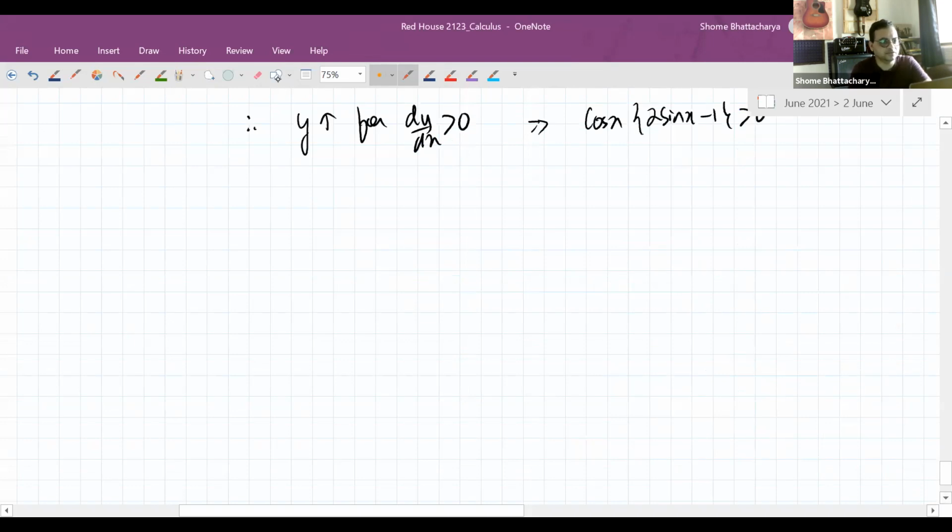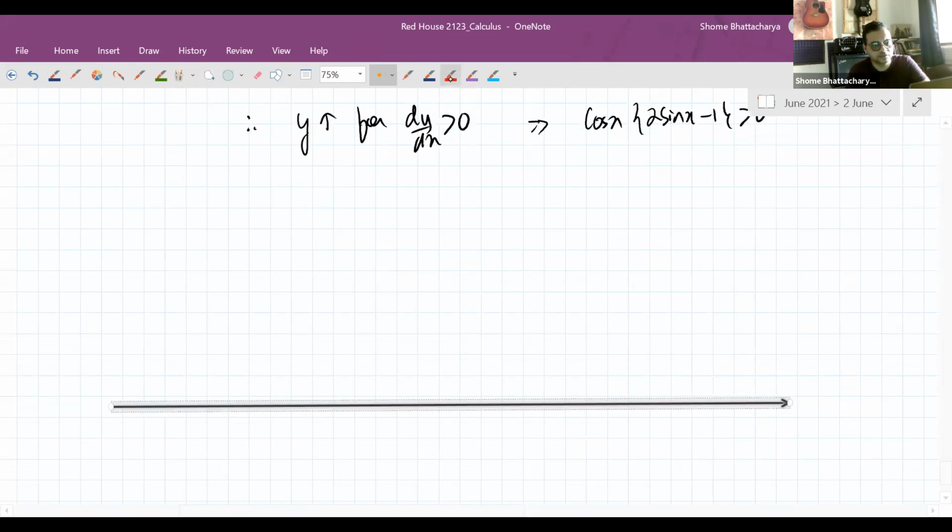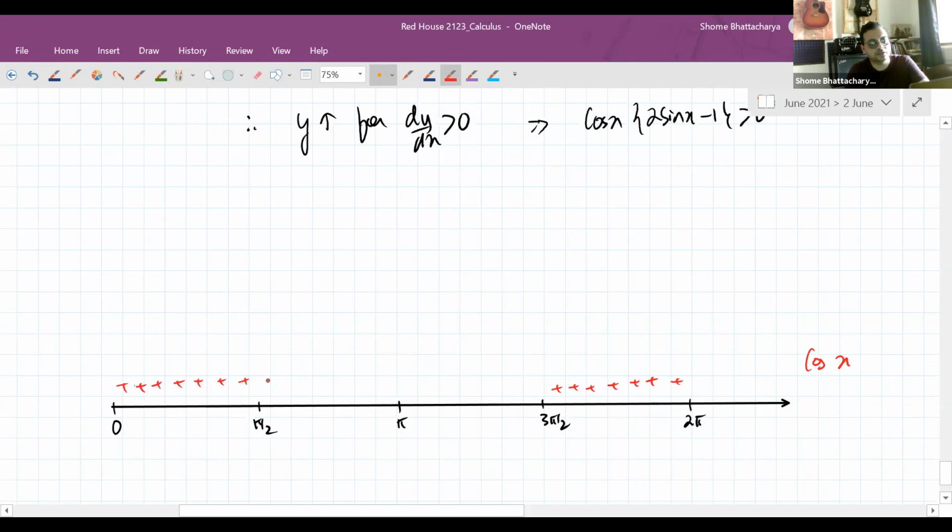Okay, so now let's put together that information in terms of a number line. If you look at the Cos X factor, we saw the critical points for Cos X were, overall, let's say we are looking from 0 to 2 pi. So Cos X is positive in the fourth quadrant, as we just saw, and positive in the first quadrant. But between pi by 2 and 3 pi by 2, it is negative.